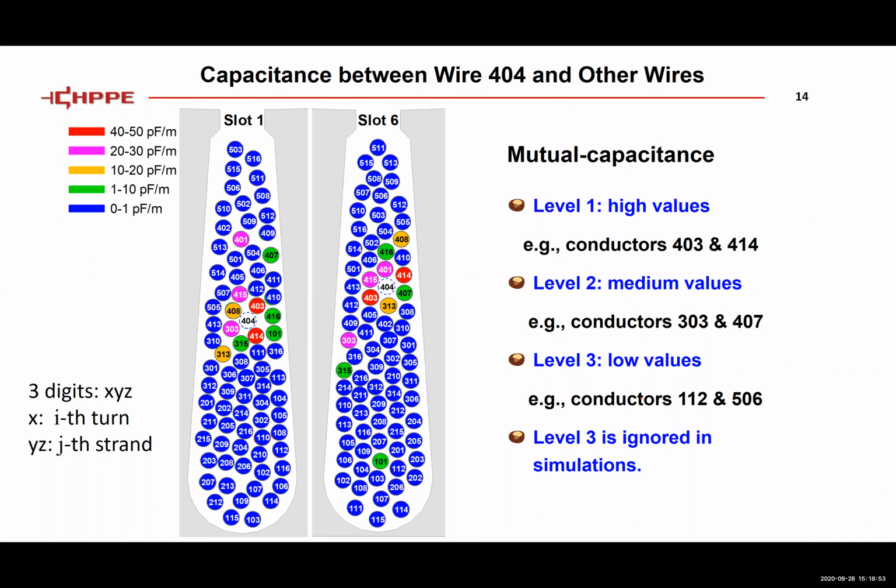Then on this page, you can see the capacitance between one wire, 404, and other conductors. We also have a few levels, but overall, the mutual capacitance between every two conductors is much lower than the capacitances between wires and the stator ground wall. So for example, if you look at 403, in both slots, you can see 403 is right next to 404. So that's why we have a high capacitance between those two conductors.